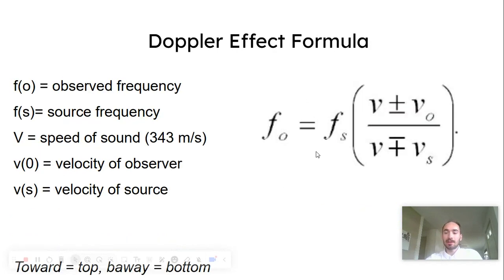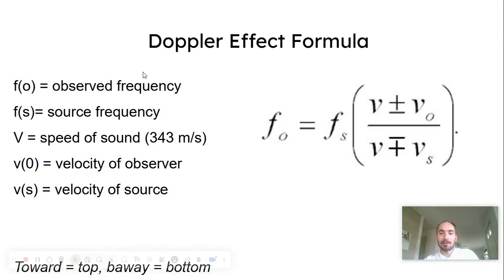Moving on. Here is the Doppler effect formula. It is very weird because it has a plus and a minus on the top, and then a minus and then plus on the bottom. You've never seen anything like that in physics, or maybe even in math.